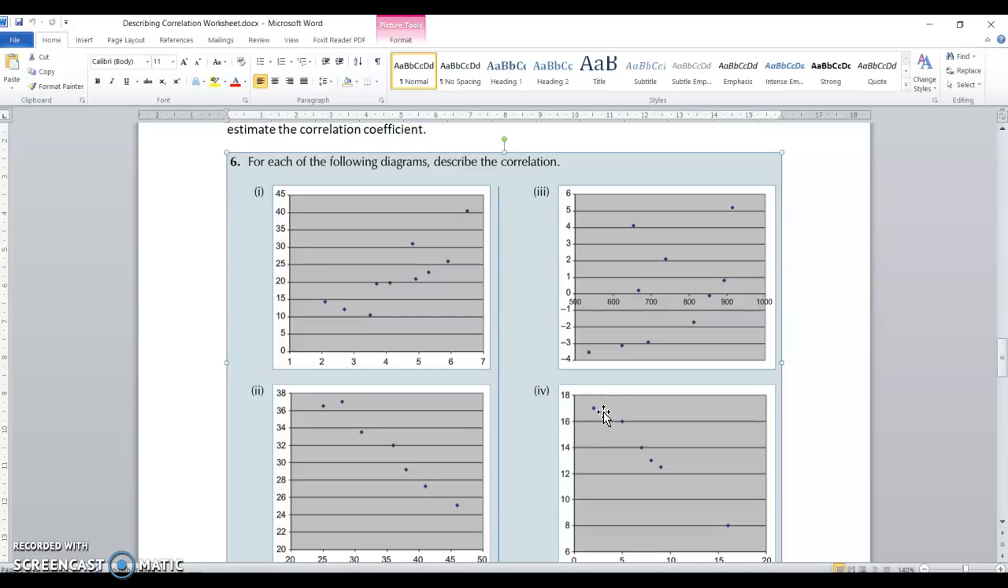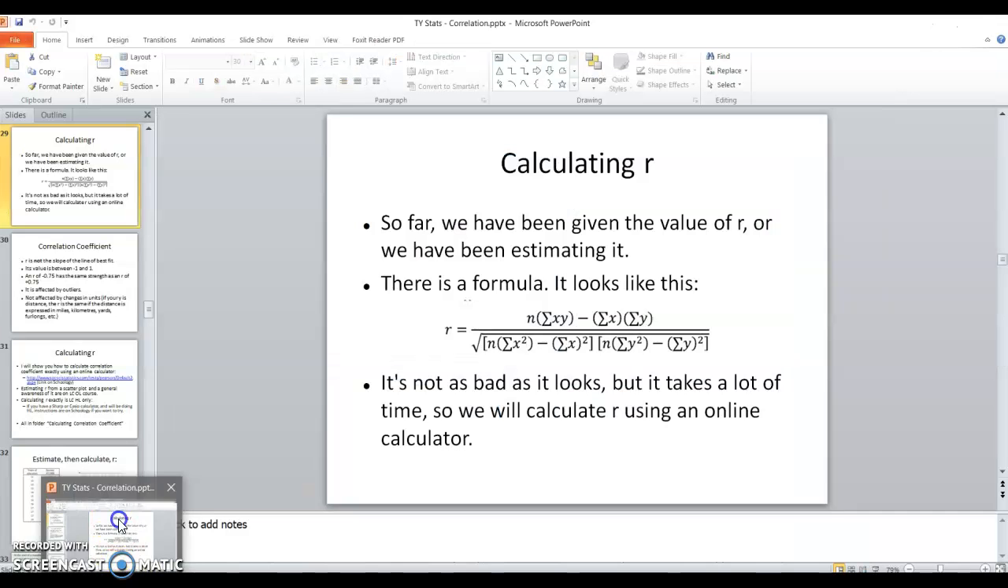You get better at estimating them as you do it more often, but there is a way of calculating that correlation coefficient exactly, and that's what we're going to do today. There is a formula to do it, and you can do it by hand. That's it there on that slide. It looks fairly tough going. It's not as bad as it looks, but there is still a fair bit of calculation and work behind it. So I'm just going to get you to do it using an online calculator.